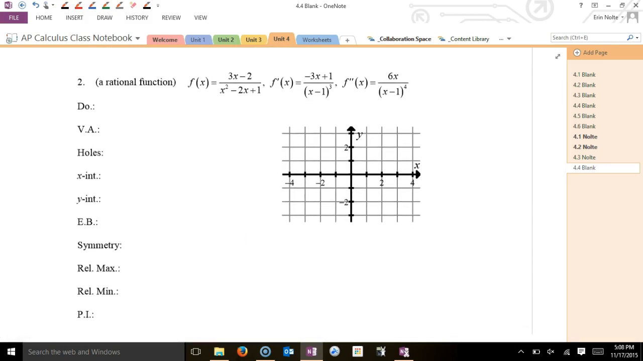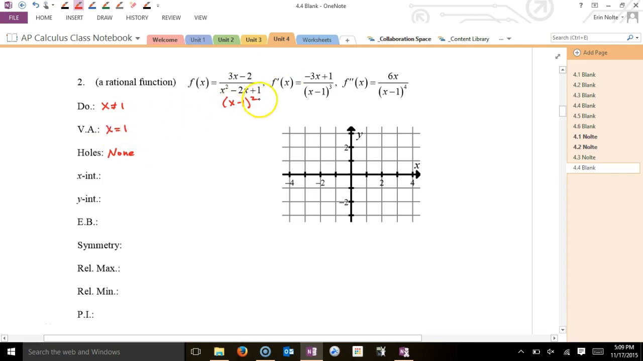Okay, so again we have a rational function, and we want to start with the domain. I noticed the denominator of this can be factored. It's going to factor into x minus 1 squared. So immediately I see a value that makes this denominator 0. X cannot be 1. For a vertical asymptote, I'm checking to see if that cancels with anything on the top, and since it doesn't, I know there are no holes. There's a vertical asymptote at x equals 1.